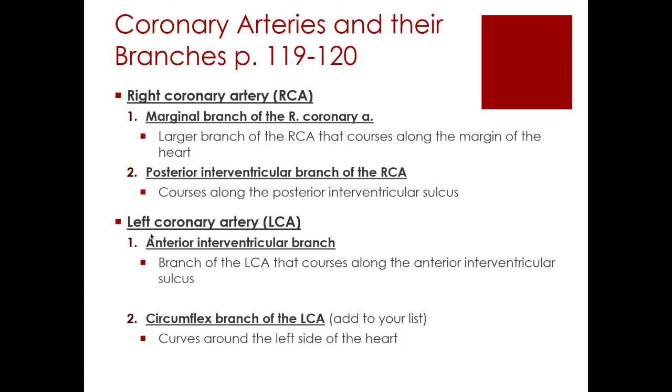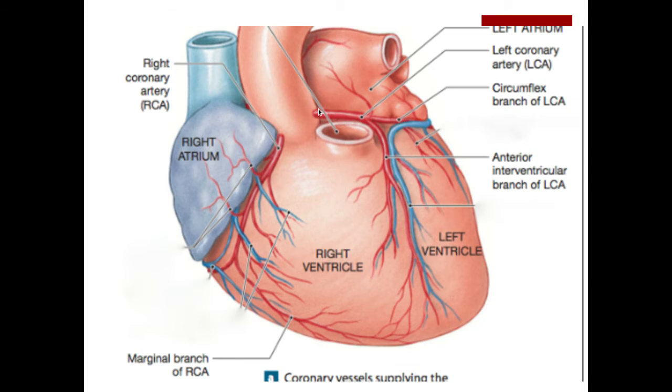Now for left coronary artery, we also have two more branches. Our first one is called the anterior interventricular branch, and it's just going to go in the sulcus with the same name. Now, another name for this anterior interventricular branch you'll see is the left anterior descending artery. And that is the first branch.